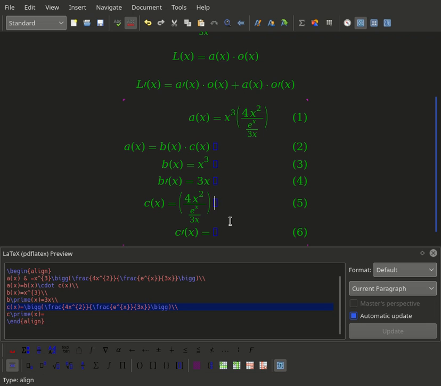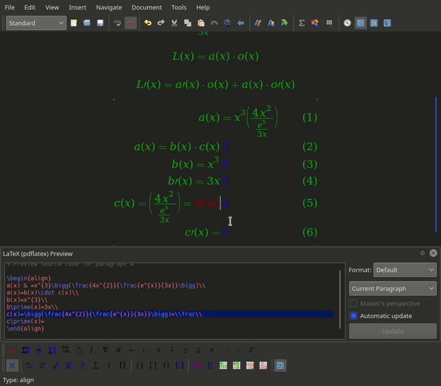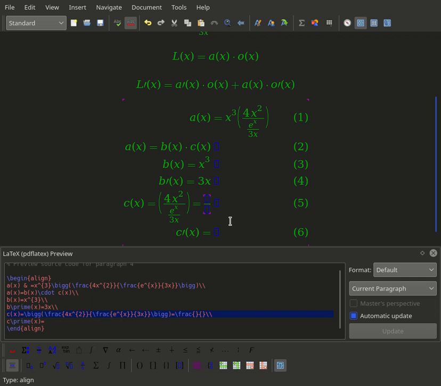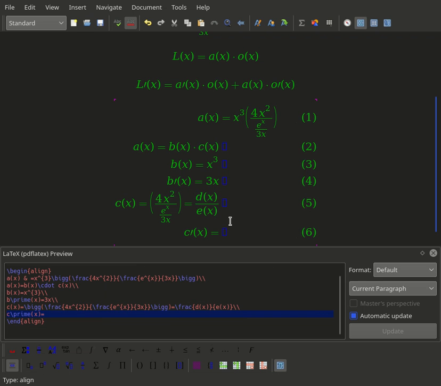Trying to define C prime of x wouldn't make any sense right now because we have to genericize or deconstruct C of x first. So that actually looks like, we'll call it D of x over E of x. That's just to illustrate that we've got a quotient rule going on. And so if C of x is equal to D of x over E of x, then C prime, we can find the quotient rule.